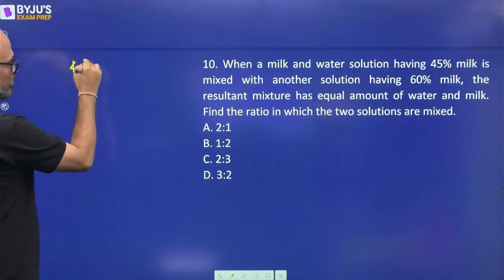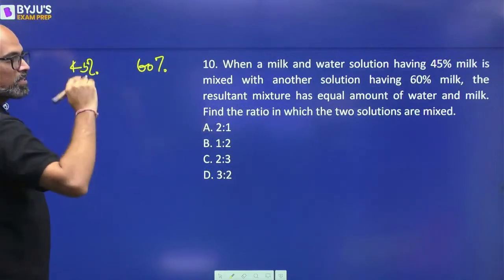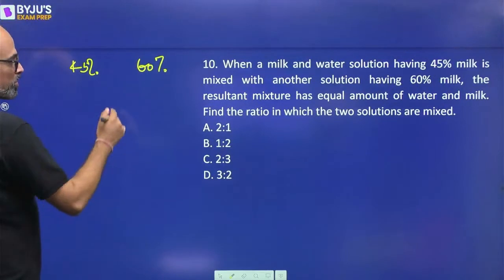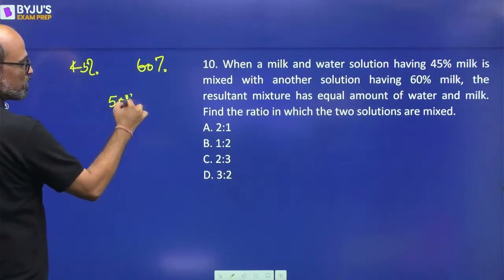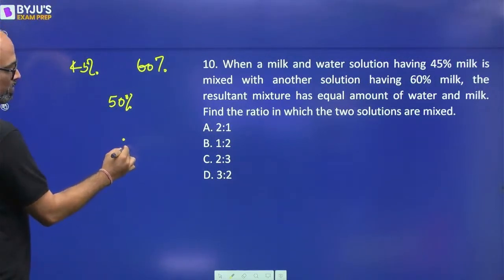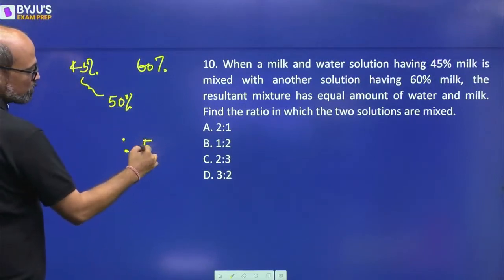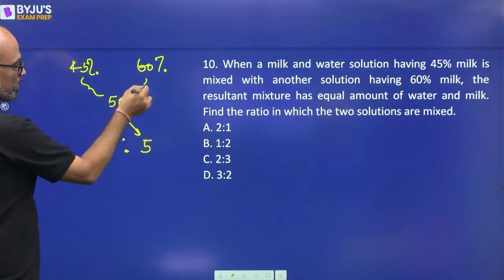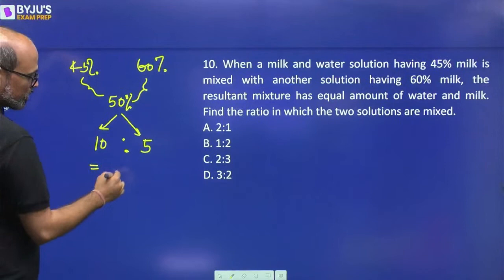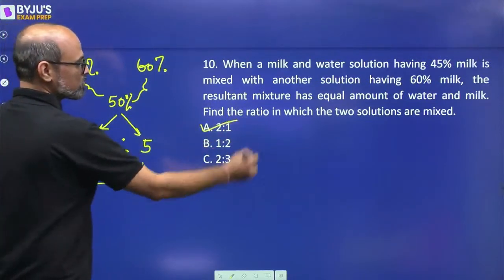एक में 45% milk है, एक में 60% milk है. जब दोनों को mix कर देते हैं तो resultant में equal milk and water we have. So that means milk is going to be 50% because water is the resultant. So in what ratio should we mix these two? Allegation use करेंगे तो this is going to give us 5 and this one is going to give us 10. So 10 और 5 का ratio जो है वो आपको 2:1. So A हो जाना चाहिए.